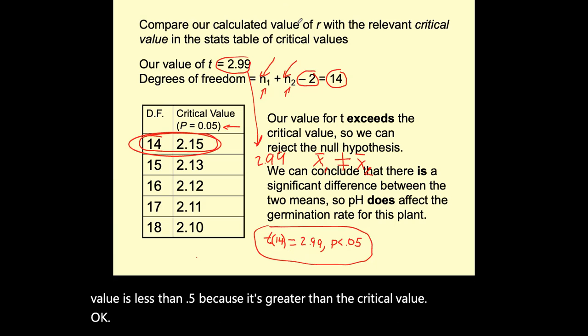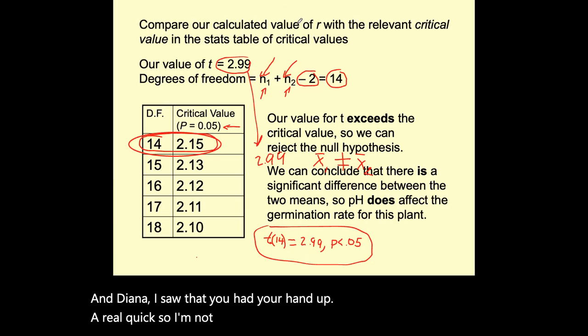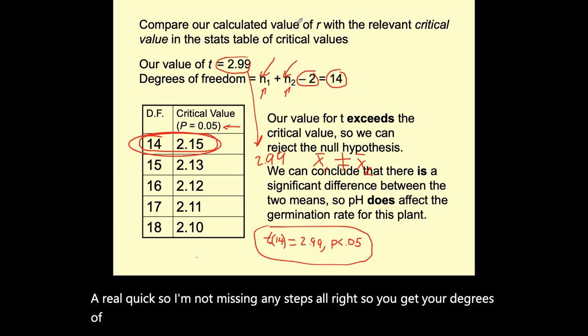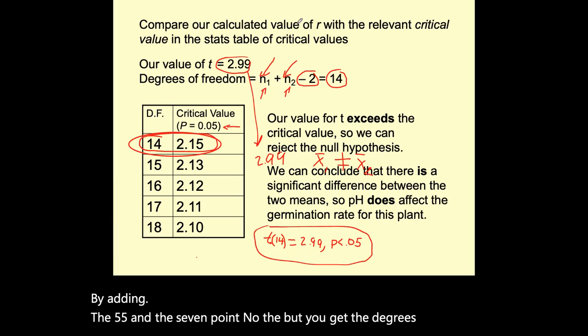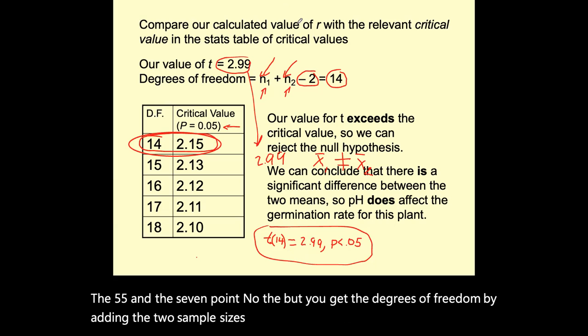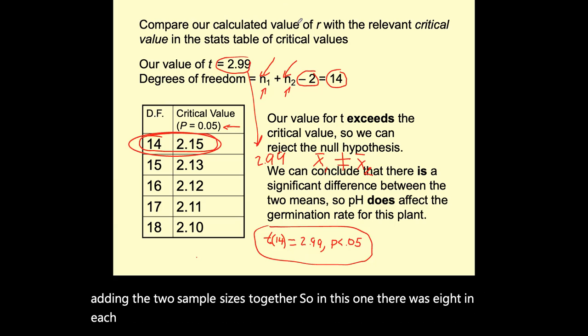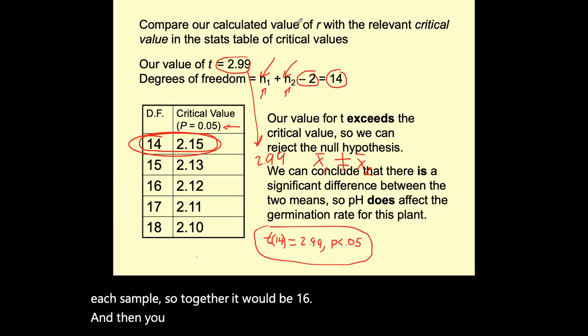Okay. And Diana, I saw that you had your hand up. So real quick, so I'm not missing any steps. All right. So you get your degrees of freedom by adding the 5.5 and the 7.0, right? No, you get the degrees of freedom by adding the two sample sizes together. Oh, the sample sizes. Yeah. So in this one, there were 8 in each sample. So together it would be 16. And then you subtract the 2, which gives you the 14.